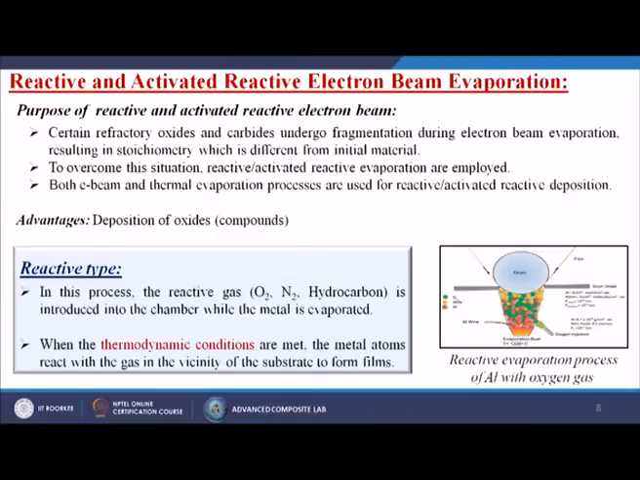What are the advantages? Deposition of oxides, generally compounds, we can do. What is the reactive type? In this process, a reactive gas, generally oxygen, nitrogen or hydrocarbon, is introduced into the chamber while the metal is evaporated. When the thermodynamic conditions are met, the metal atoms react with the gas in the vicinity of the substrate to form the films. So here we are using the gas as well as the atoms together to do a coating onto the substrate.